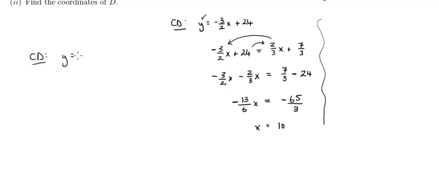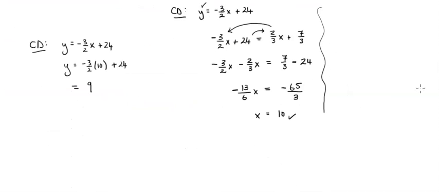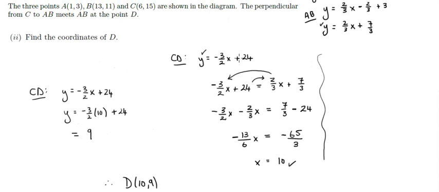So CD's y is equal to minus 3 over 2x plus 24. Therefore y is equal to minus 3 over 2, and our x value is 10, plus 24. And this is going to give us a y of 9. So therefore D has the coordinate (10, 9). We'll probably just write that down here. So therefore D is (10, 9), and we have answered the question.